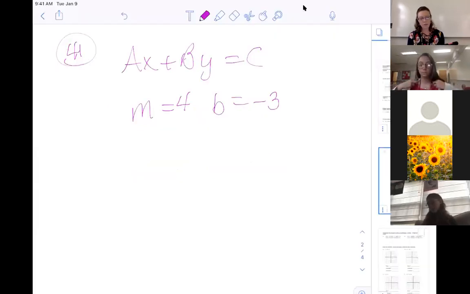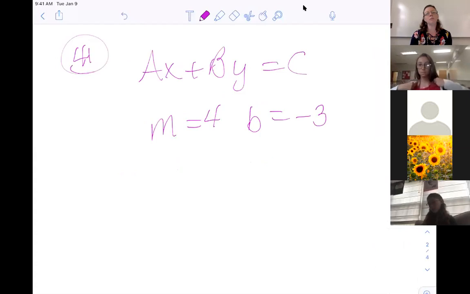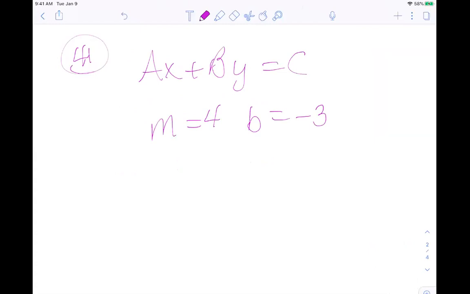So, does anybody know how to start this problem? Like, our end goal is to write an equation in this ax plus by equals c form, but how do you think you'd approach it? Where could we begin using what we're given?